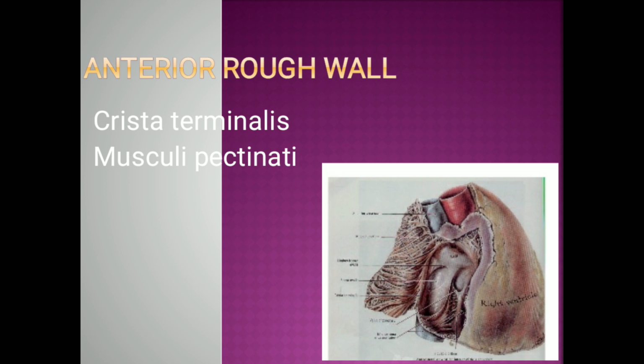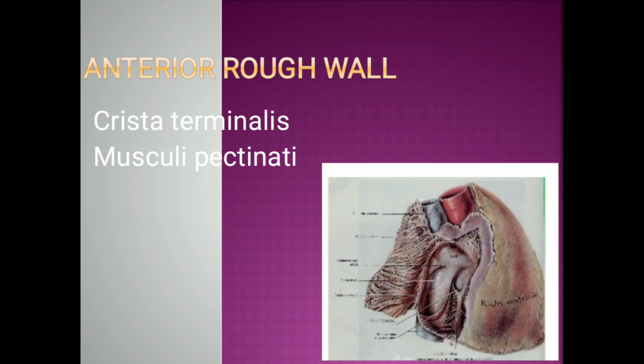Outside the same part you see a groove called the sulcus terminalis. The upper part of the crista terminalis consists of a node. You have heard about the SA node, the sinoatrial node. You see a node here, called the sinoatrial node. The SA node is present at the upper part of the crista terminalis.